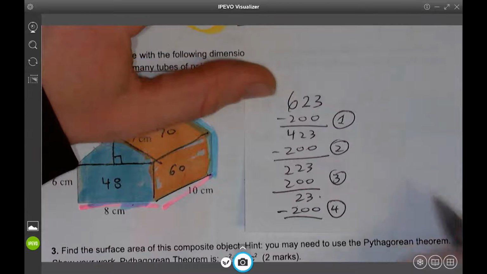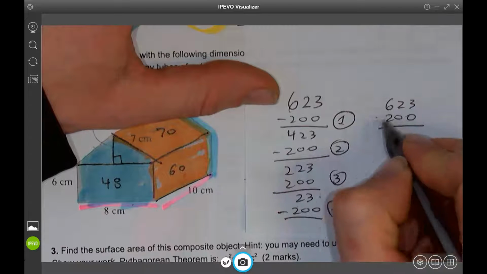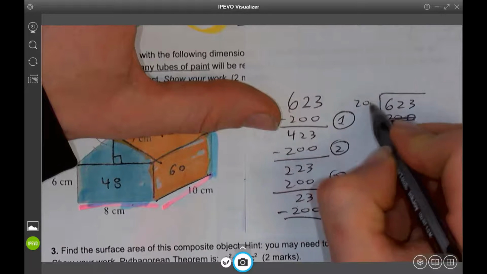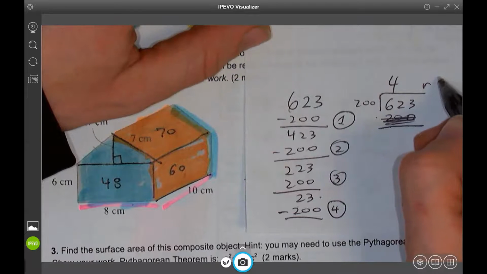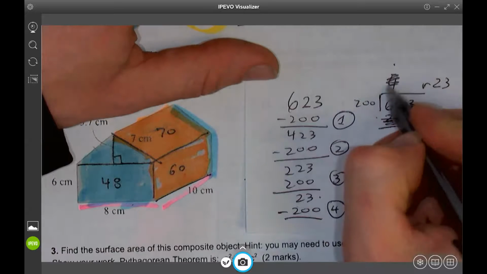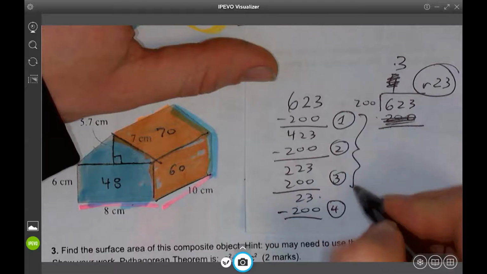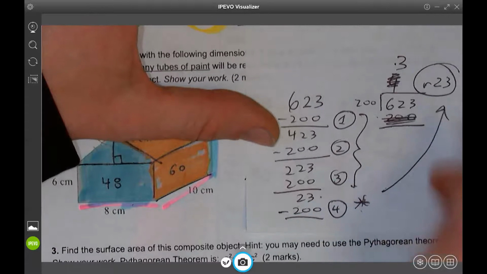Okay, another way to look at this is if you have 623, you can divide it by 200. Okay, you're going to have 4 with a remainder of some, wait a second. No, not 4. 3 with some remaining. Okay, so you're going to use 3 tubes with some remaining. But with that remainder, you need an extra tube. So yeah, you'll have some paint left over, but you need that extra tube. So you have to use that in your calculations.